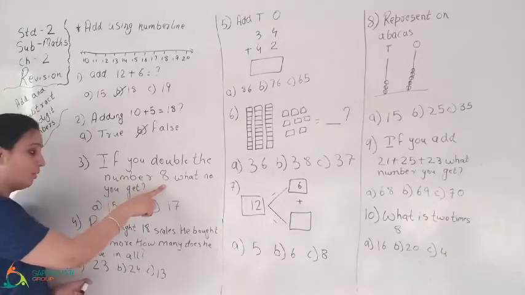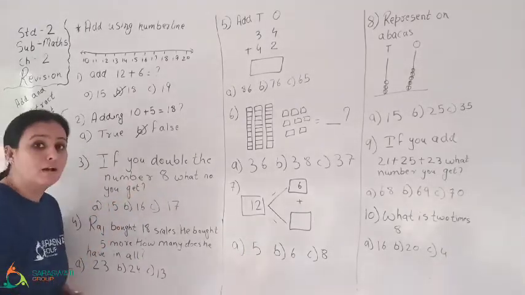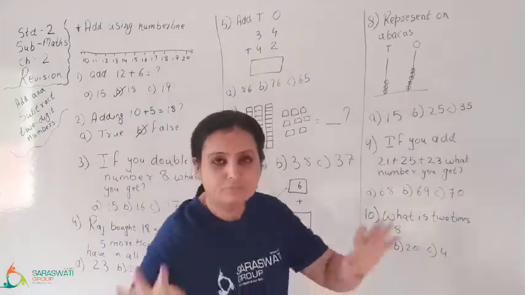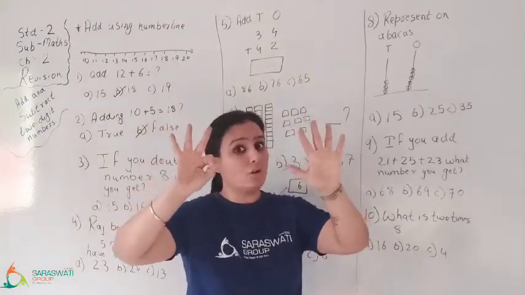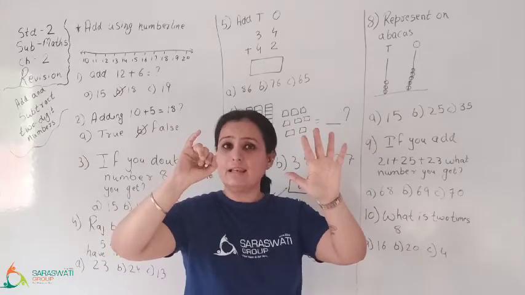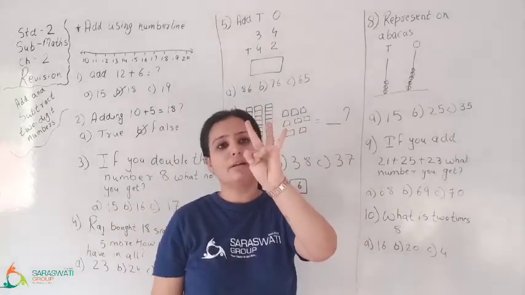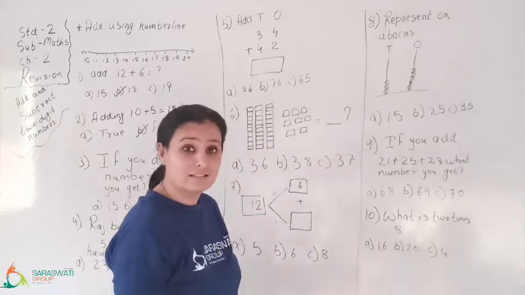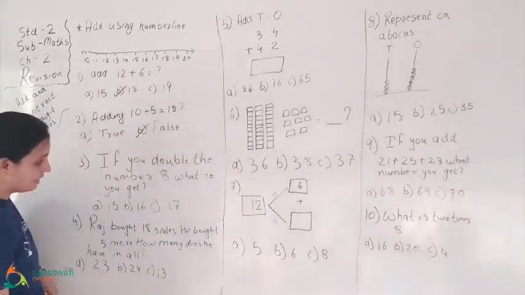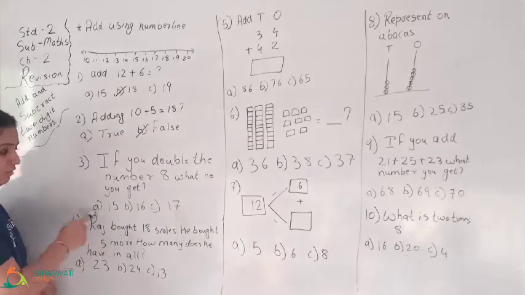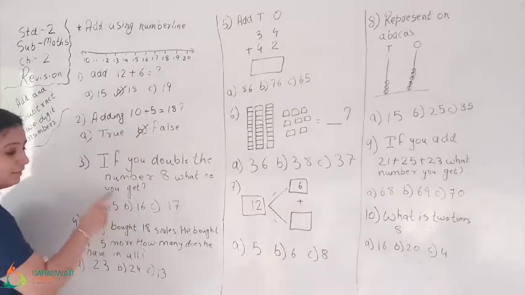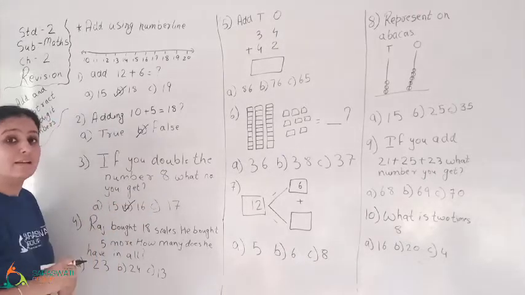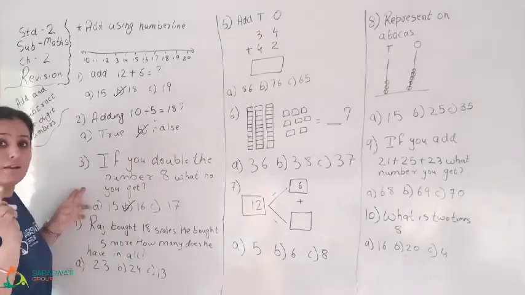If you double 8, what number will you get? Take the fingers. I have taken 8. Okay, 8 is there, and I added 8 more: 9, 10, 11, 12, 13, 14, 15, 16. Which number did I get? I got 16. So is the answer 16 anywhere? First is 15, so that will not be it. Second is 16. Yes, so that is the answer. So I will take 16. And this is doubling a number.